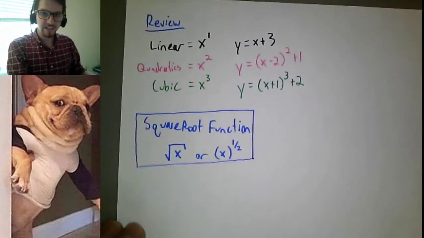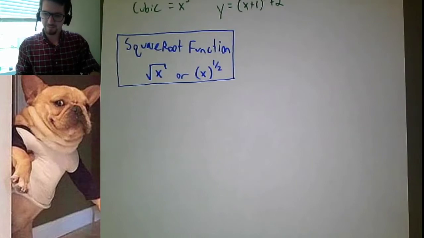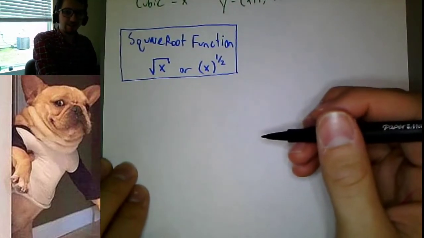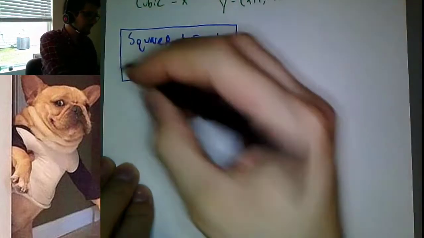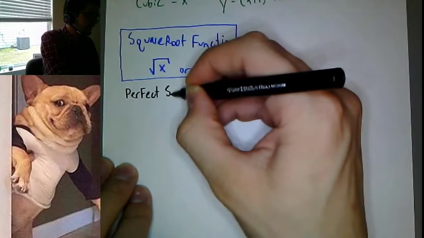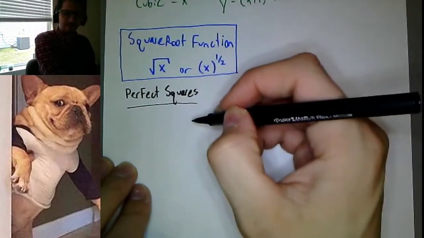Now, to really be ready for today, we're going to need to go through something. It's a long list, but it's important. It's the list of our perfect squares. Okay? They're going to come in handy in a major way.